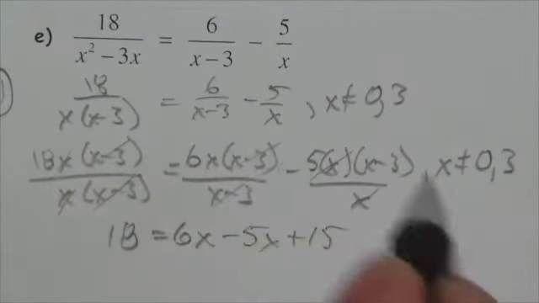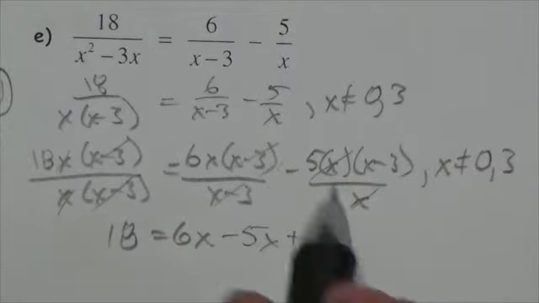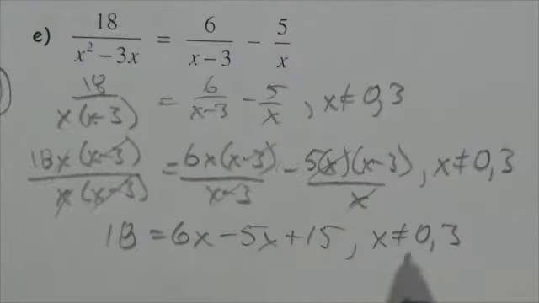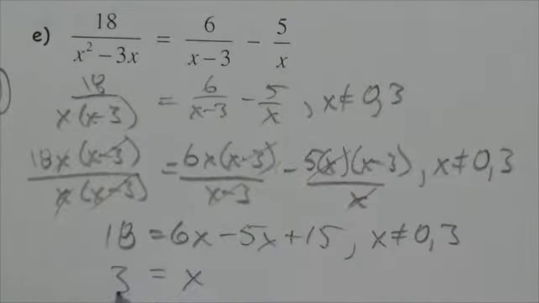Just make sure you're distributing the negative carefully, is I guess the best word of advice I can give you. Just be careful with it. Okay? And again, where x can't equal 0 or 3. But now, take a look at this. 6x minus 5x is just going to be x. Well, I love that. And I'll subtract 15 from both sides, and we'll get 3. X is equal to 3, so long as x doesn't equal 0 or 3.